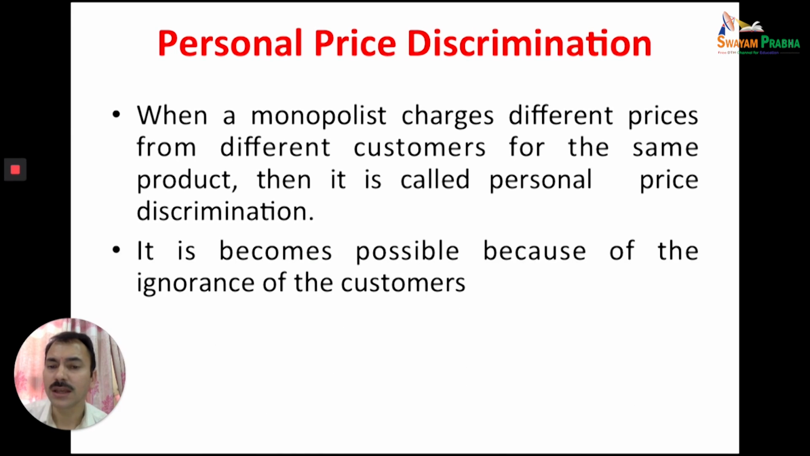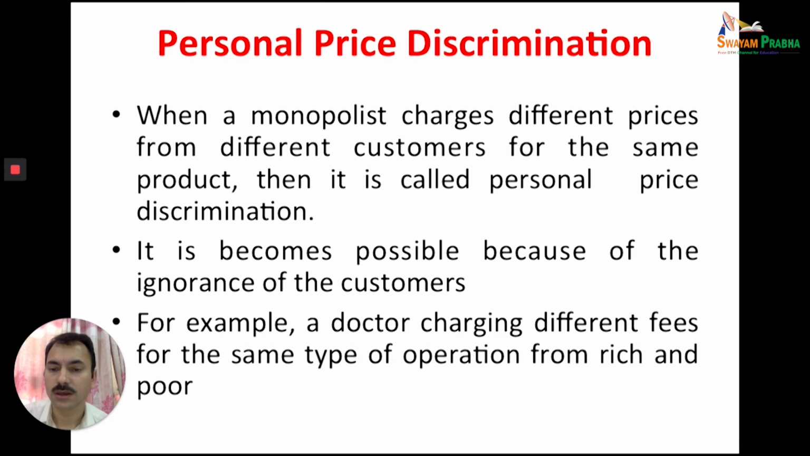It has become possible because of the ignorance of the customer, maybe. For example, a doctor charges different fees for the same type of operation from rich and poor. Maybe he will charge more from the rich because he knows that the rich have more capacity to pay and the poor have less capacity. So he can charge less from the poor and more from the rich.